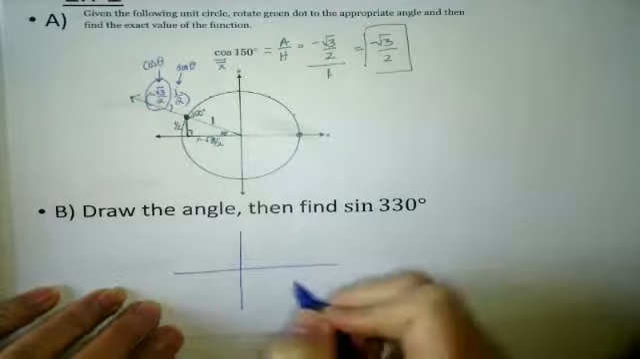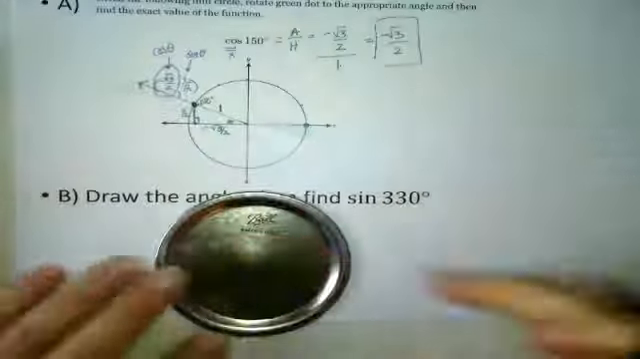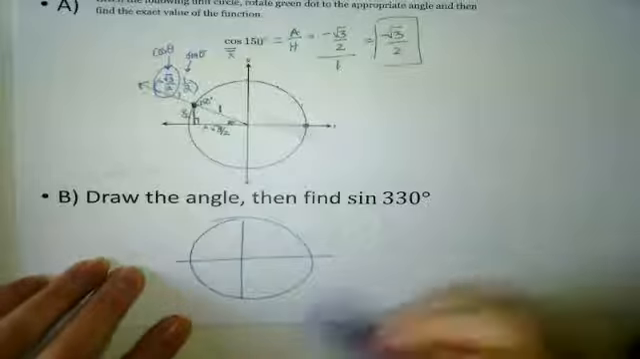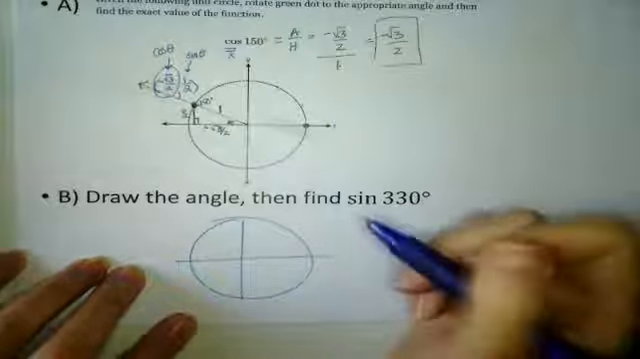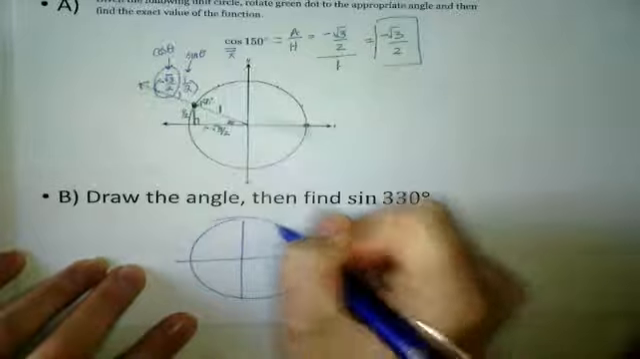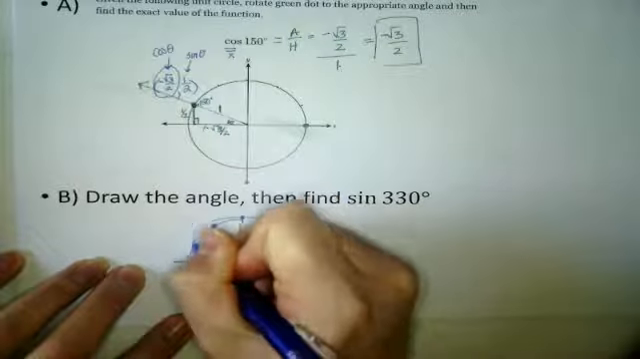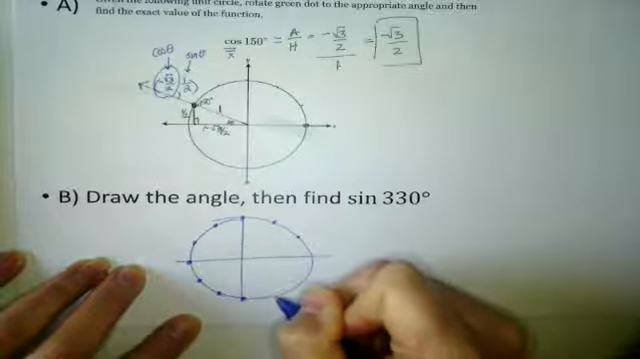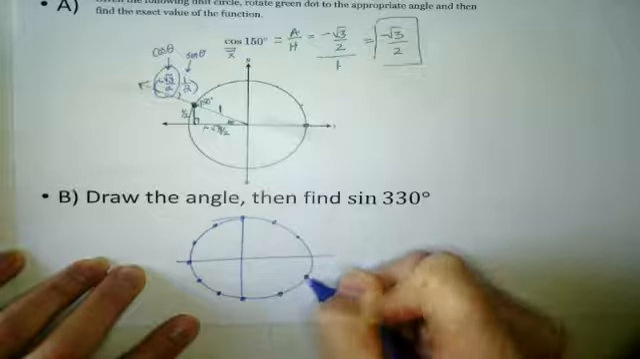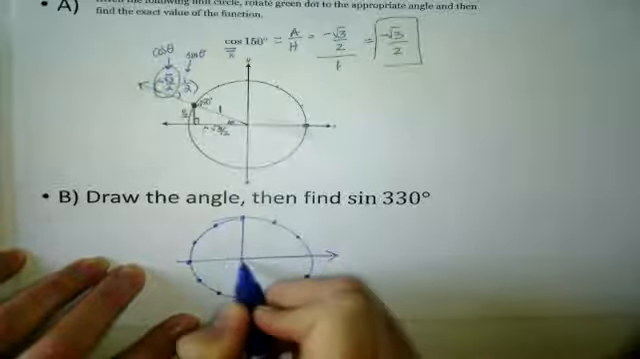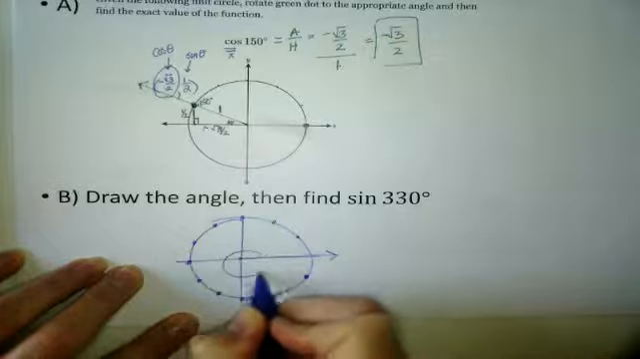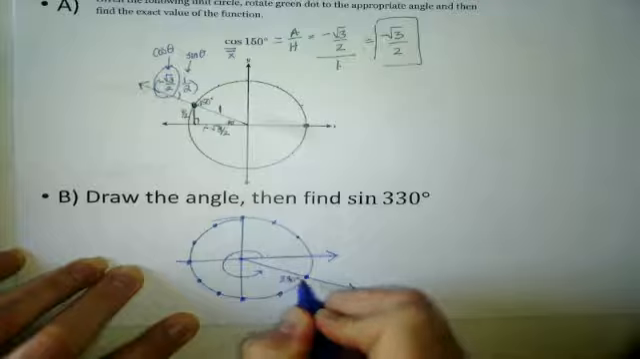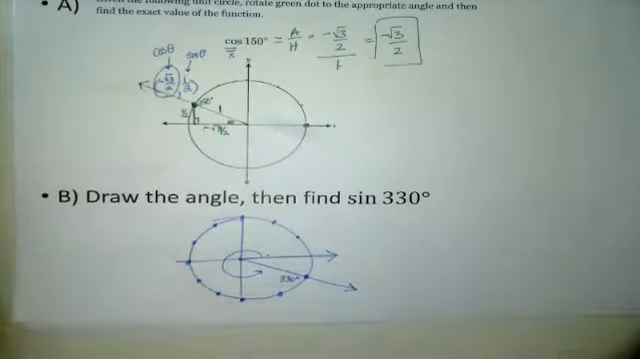So 330 degrees. Oh, let me draw it. I'm going to fake my circle. There we go. I sometimes do really good circles, but 330 degrees is 30, 60, 90, 120, 150, 180, 210, 240, 270, 300, and then 330. So initial side, opening all the way around, we get our terminal side at 330 degrees. So there's our angle theta.